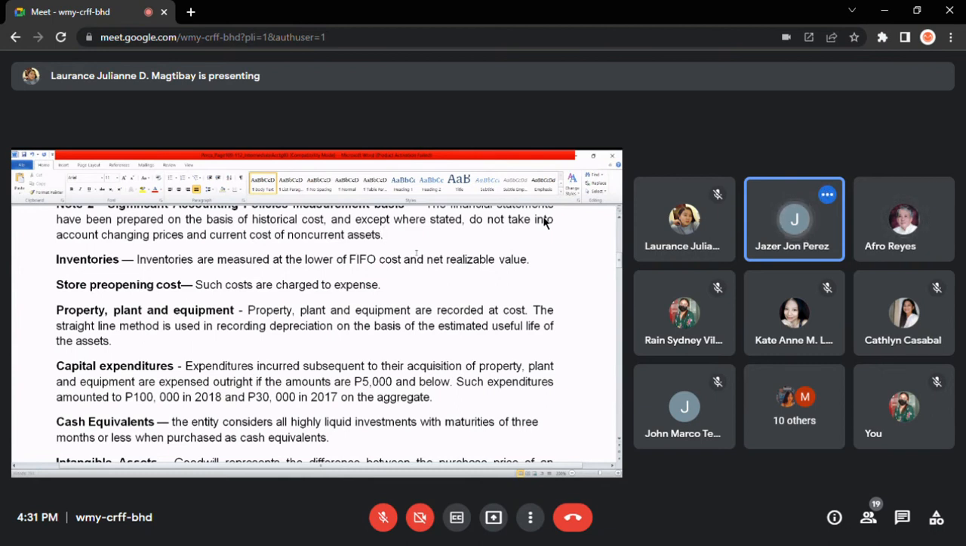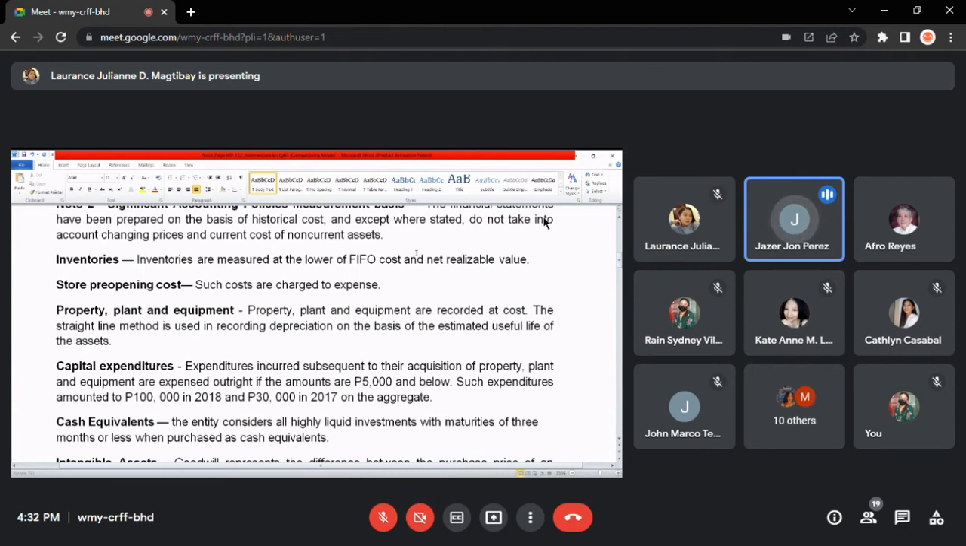Ganun. Tapos, pag sinabing FIFO costing, ito yung mga cost na indicate sa mga resibo para ma-track ito. Tapos yung store pre-opening cost, such costs are charged to expense. Yung mga store pre-opening cost naman, yung mga cost na kapag bago ka magbukas ng store, ito yung mga cost na yun. Halimbawa, yung mga ginastos para sa mga stocks, kunwari kung nagrenta ka lang for prepaid rent, ganun.